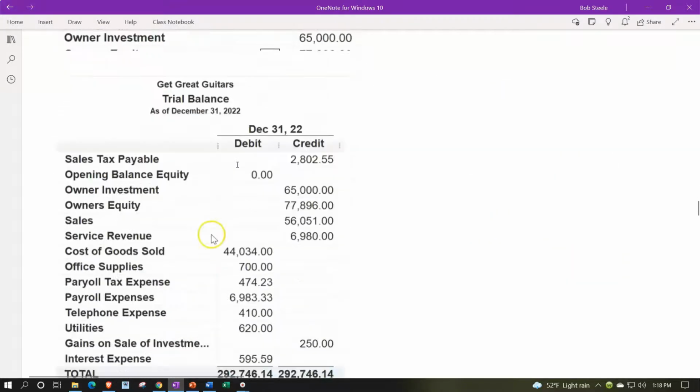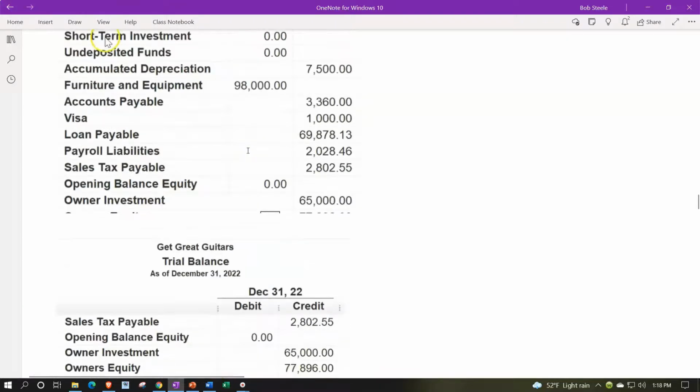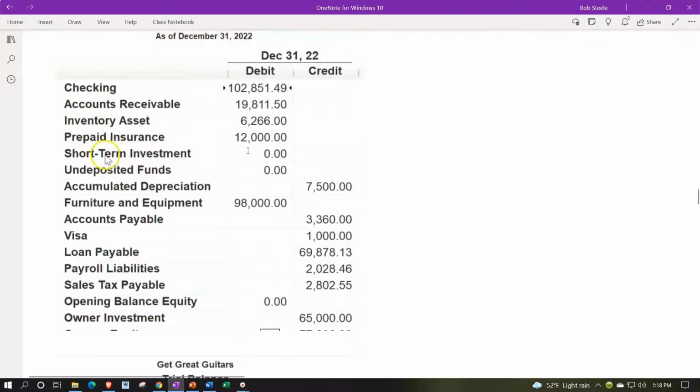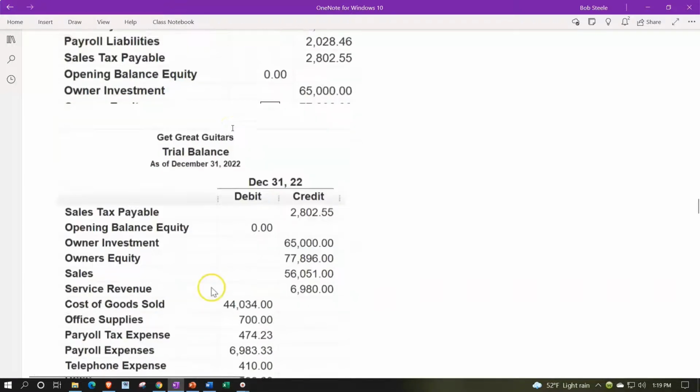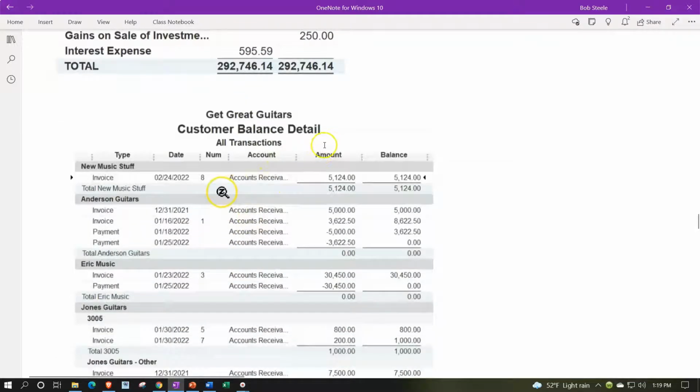The other side going to sales down here. Sales has gone up. And then we also know that the difference between the two is going to go to the sales tax payable, which is here. And then the inventory went down. And then the cost of goods sold went up. So if we look at the customer balance detail, this is the invoice that has been put on there.